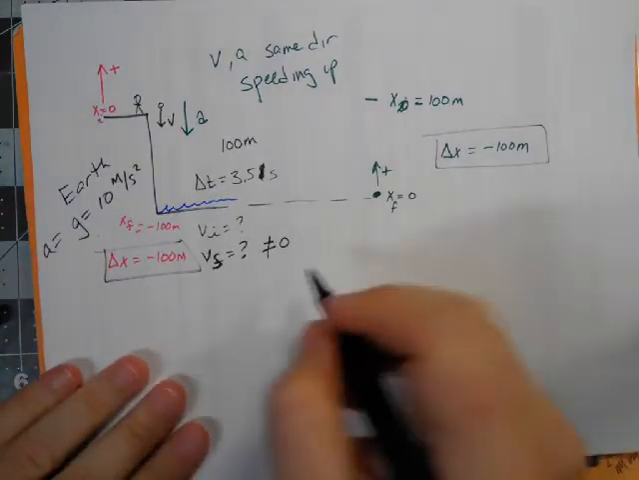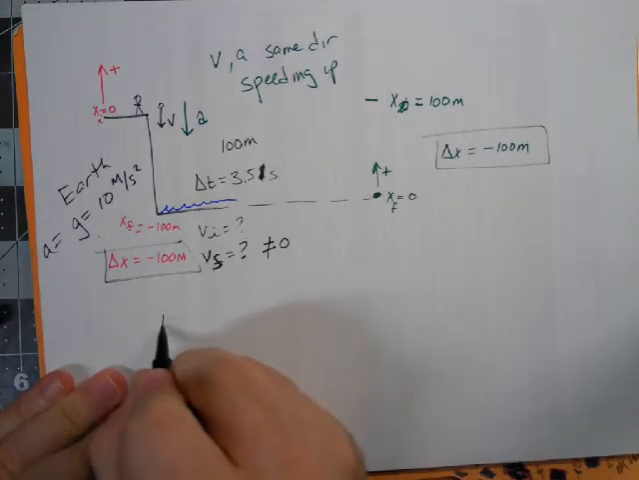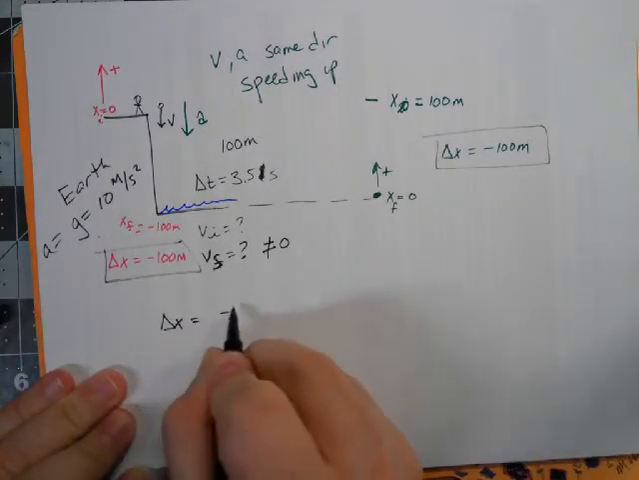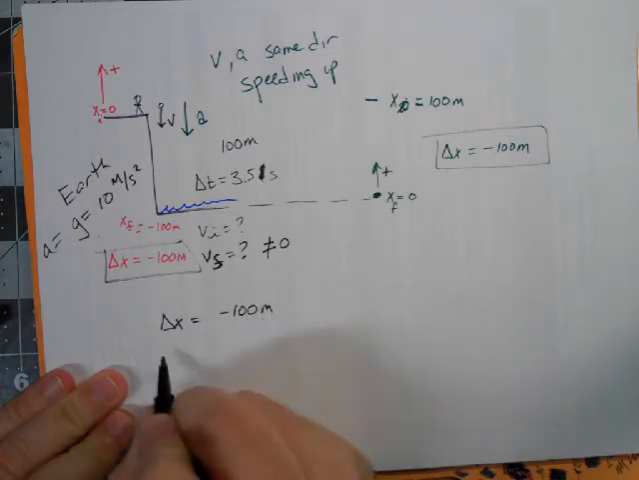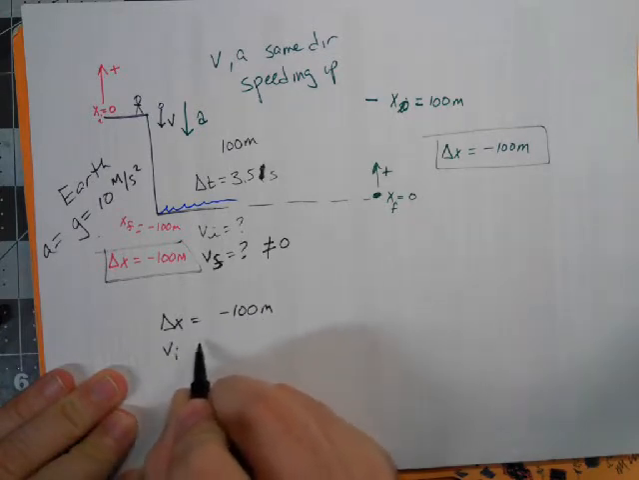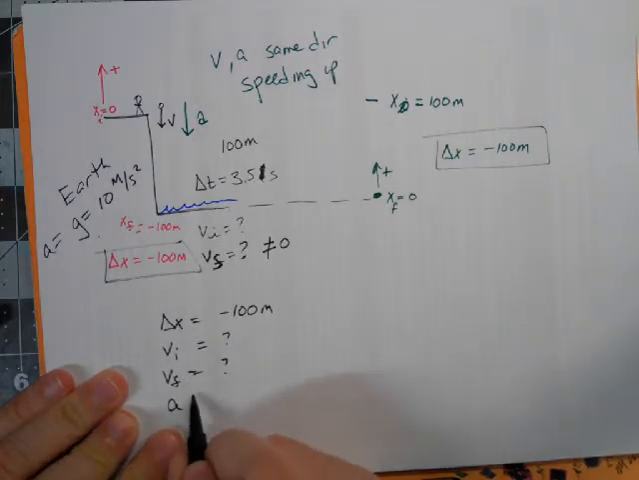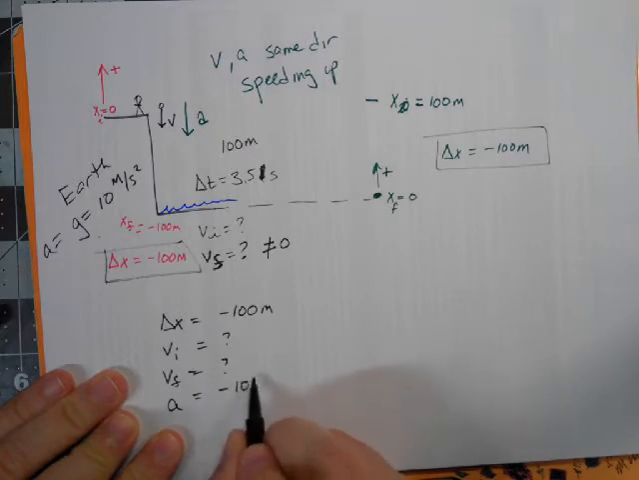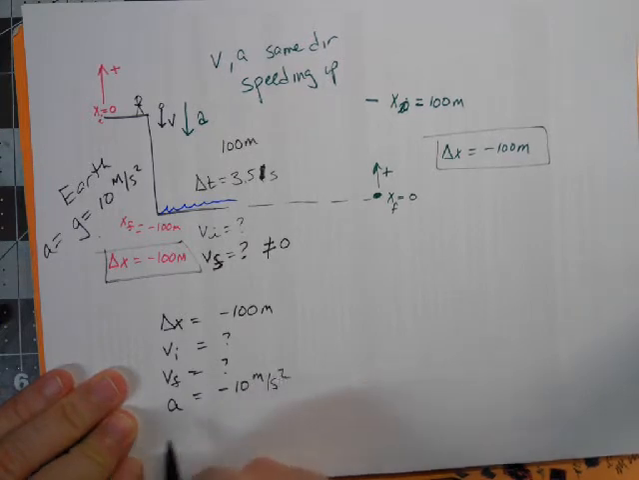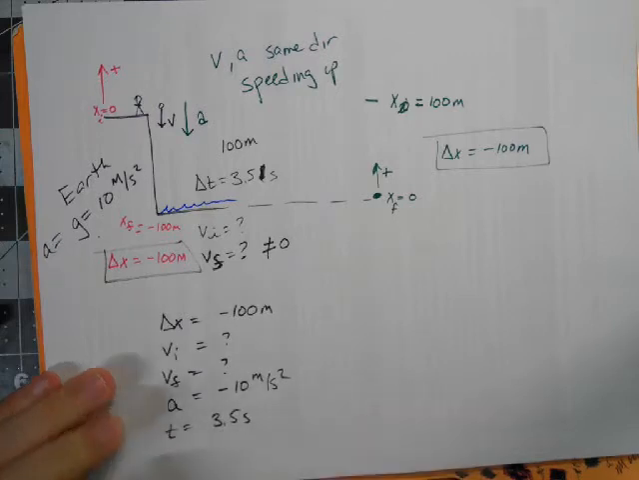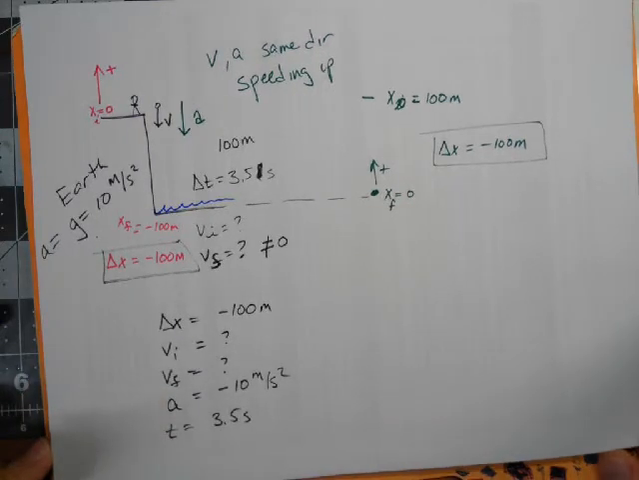So we can list our variables. We'll have delta x is minus 100 meters. We don't know v initial. We don't know v final. We do know the acceleration is minus 10 meters per second squared. And we know the time is 3.5 seconds. Okay.